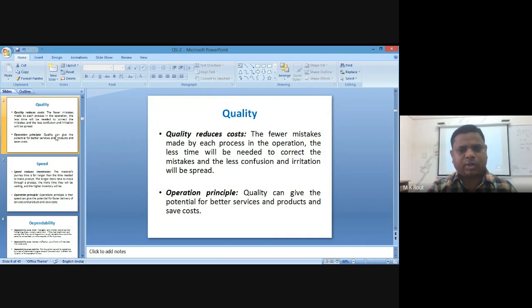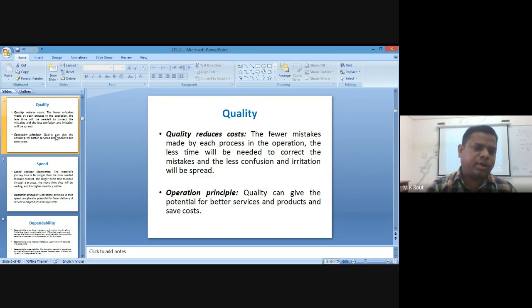They should be evaluated by the quality control department, and if they find any kind of confusion or irritation, that should be spread to department level as well as sub-department level. And these activities directly save a huge amount of cost whenever you go for production, or for logistic activities, or whenever you consider storing or warehousing activities.